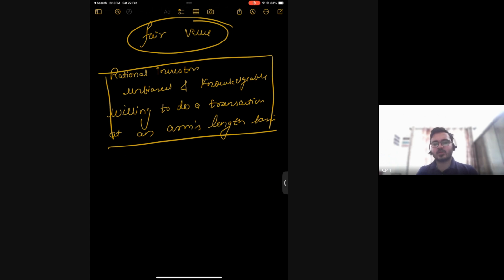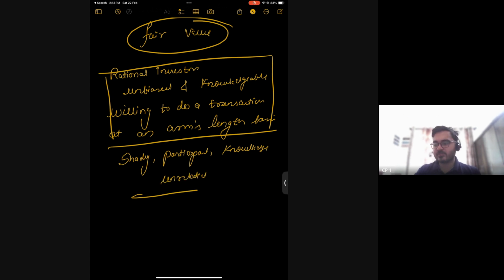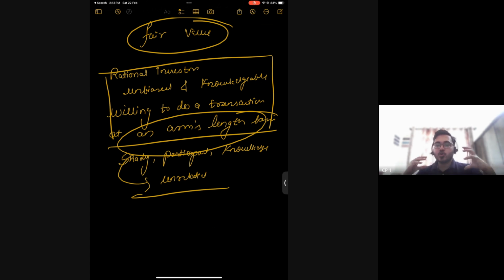What it is basically trying to tell me here is that the transaction will not be shady. It will be executed by market participants, by people who are knowledgeable and kind of unrelated. It's not necessary that they are unrelated, but the value at which the transaction happens is on an arm's length basis, which means the transaction is between two parties who would have transacted in the same way had they been unrelated.